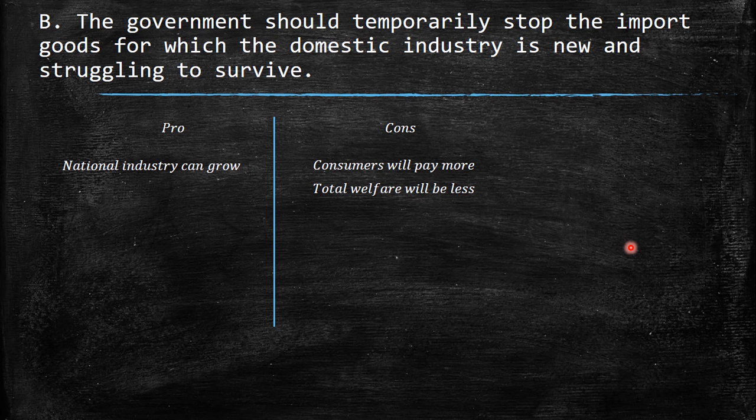So as a con argument, you can think about the total welfare will be less, because when you sum up the loss of the consumers compared with the situation when there is free trade, the total welfare, consumer surplus plus producer surplus, will be less than under a condition of free trade.